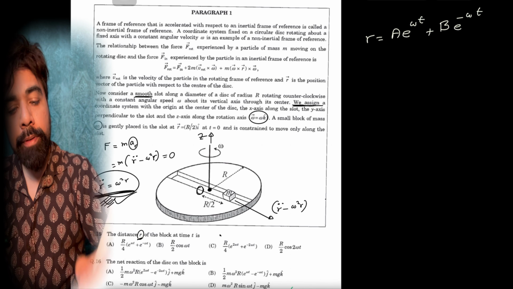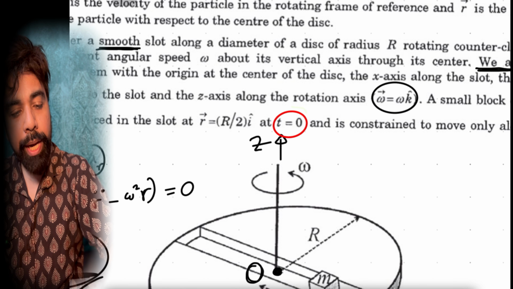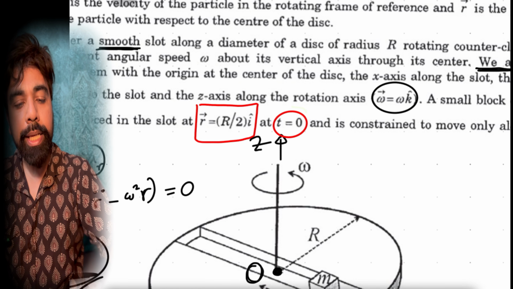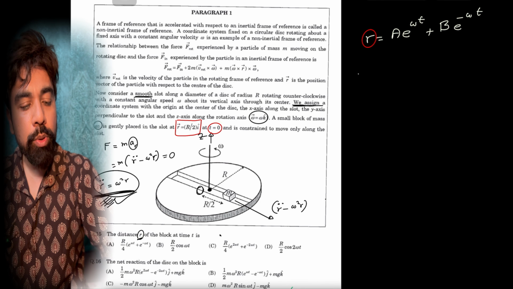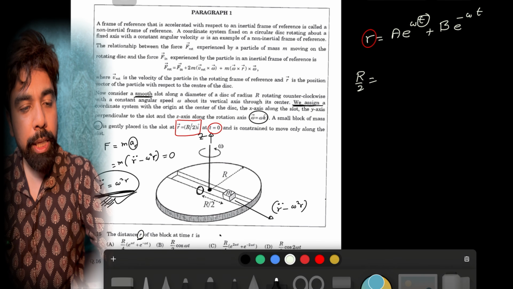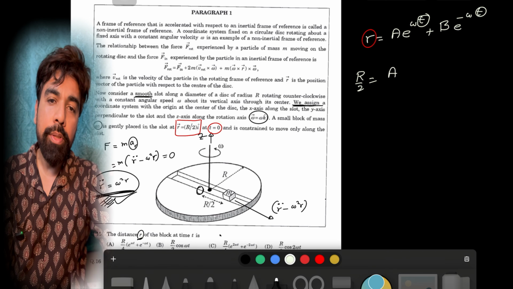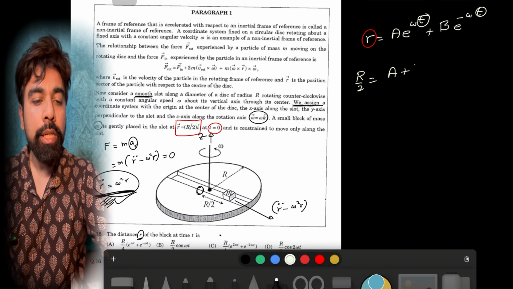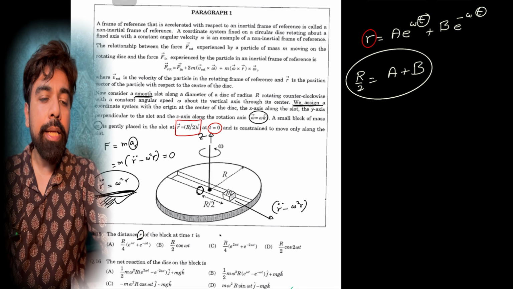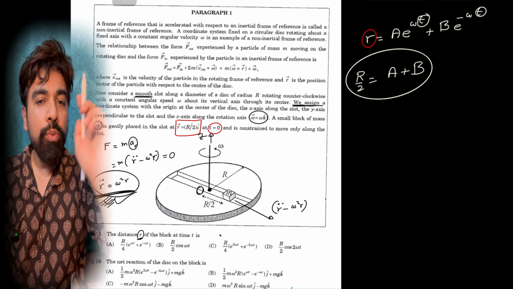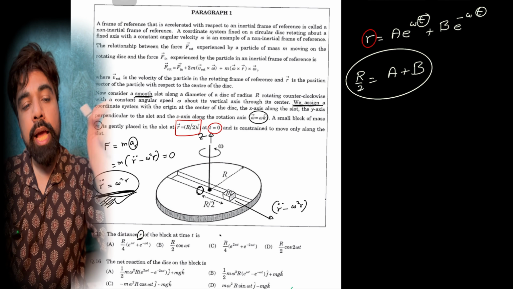Now see, it is given that at t equal to 0, it is kept at r bar equal to r by 2 I cap. That means the mod value is R by 2. So put small r equal to R by 2 and t equal to 0. I have got a e to the power omega into 0, that means e to the power 0 becomes 1, e to the power minus 0 also becomes 1. So a plus b is equal to R by 2. This is the first equation. Now the problem is that there are two unknowns, a and b, and I have got only one equation, a plus b is equal to R by 2. So I cannot solve, right? To solve, I need another equation.